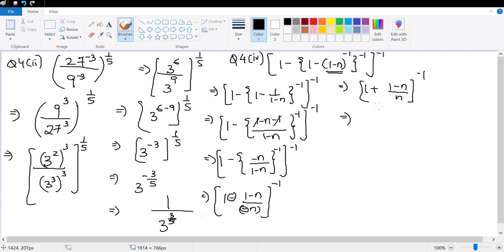I'll take the LCM and add. So this is n plus 1 minus n upon n to the power negative 1. So negative n and plus n get cancelled, and I have 1 upon n to the power negative 1, which basically is equal to n. You can put a small star on this question. That's about it. Let's move on to question number 5.